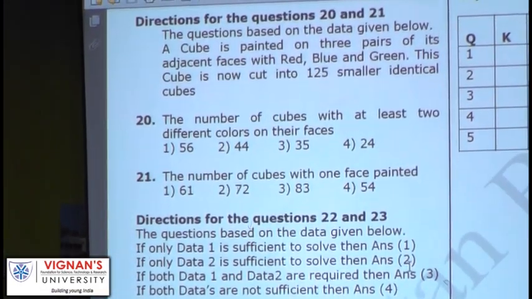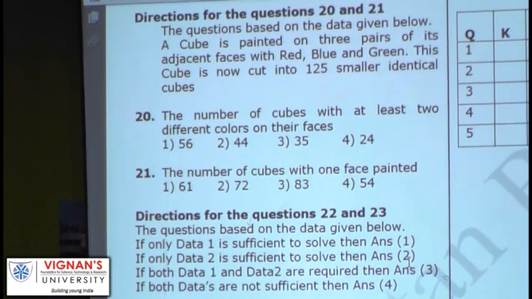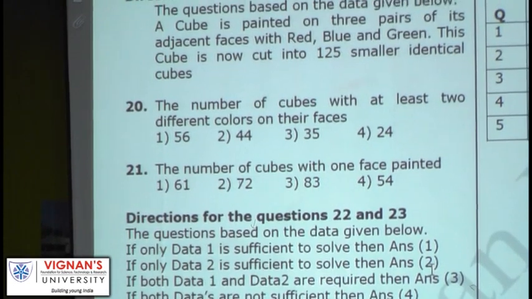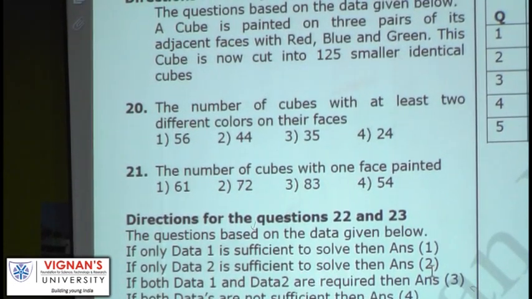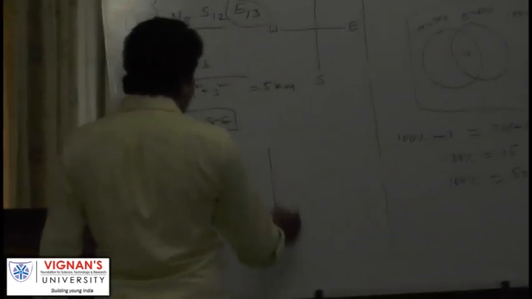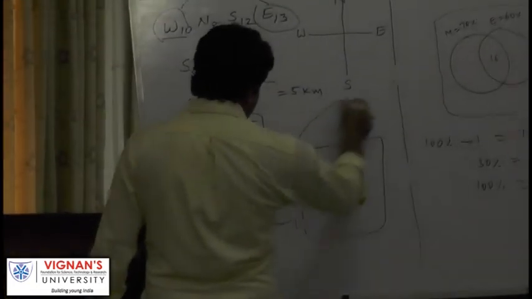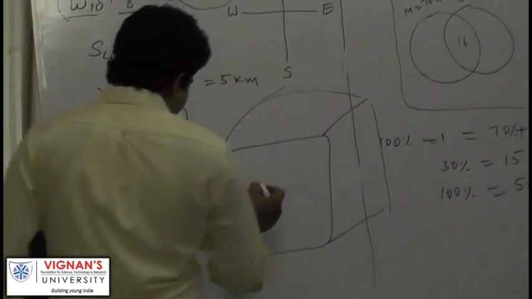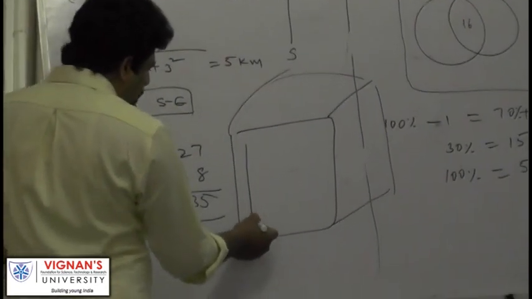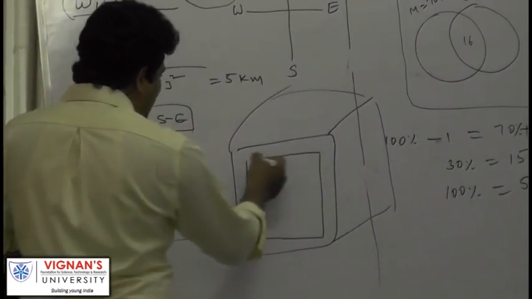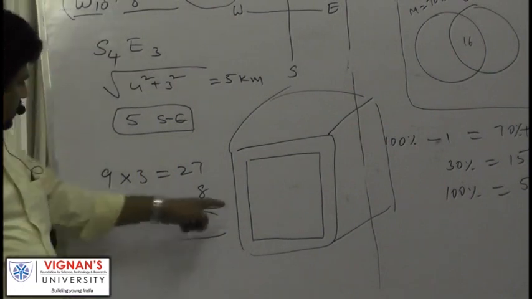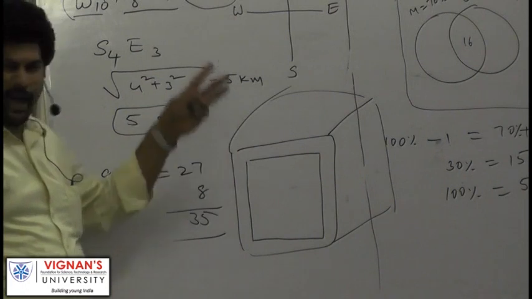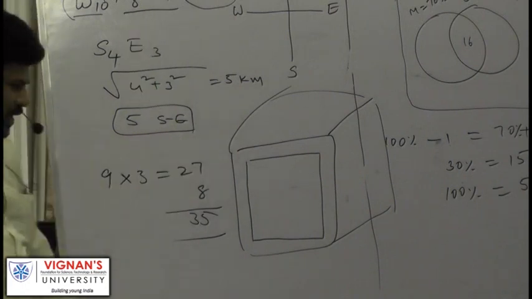Now, number of cubes with one face painted. How to calculate one face painted? The cube is like this. We have generalized it, if you can remember. 6 into n minus 6 into... see, we need to exclude. For one surface painted, we need to exclude like this, because on edges you have 2 surfaces painted, on corners you have 3 surfaces painted.